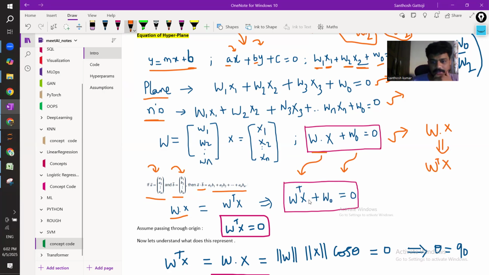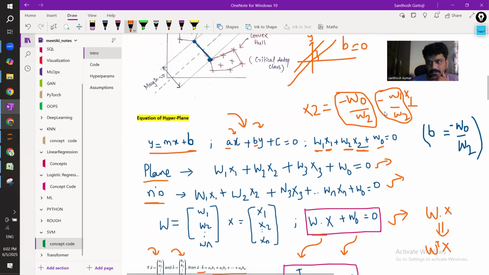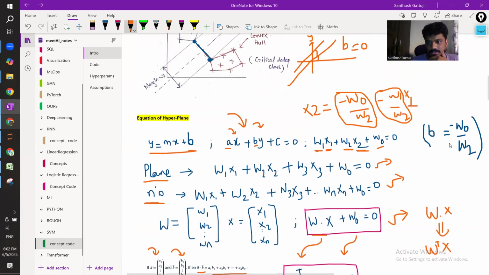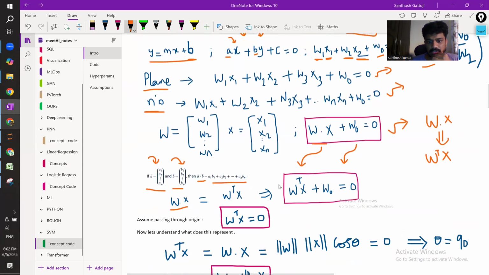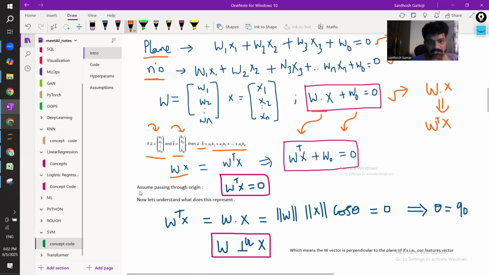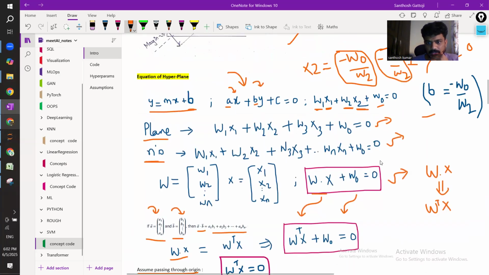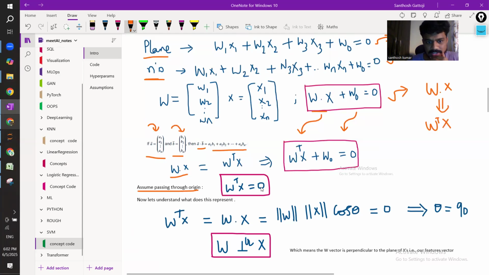Fine. So now what is W0? If you go here, my W0 is B, that is W0 by W2. Now, if this line or plane passes through the origin, my B will be 0. That means W0 will also be 0. So now, assuming that I'm passing through the origin, because W0 is 0, you lose this term, and you get W transpose X equal to 0.